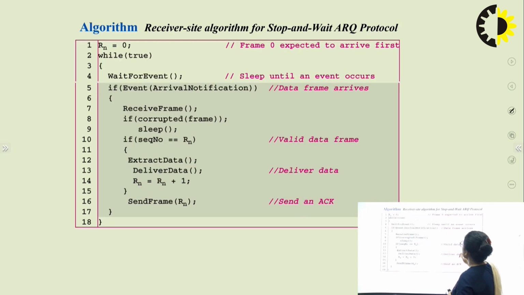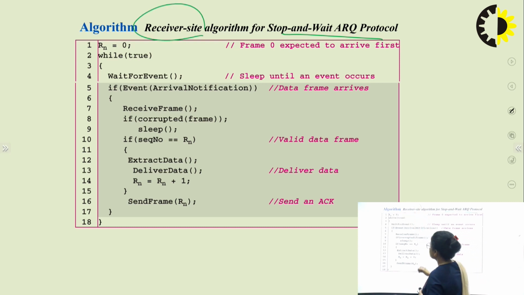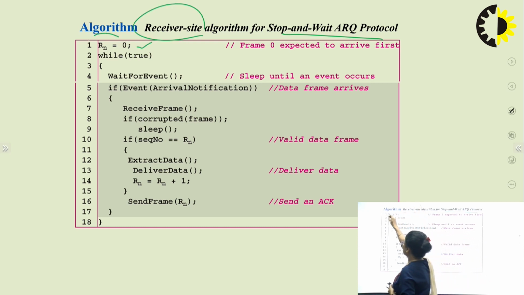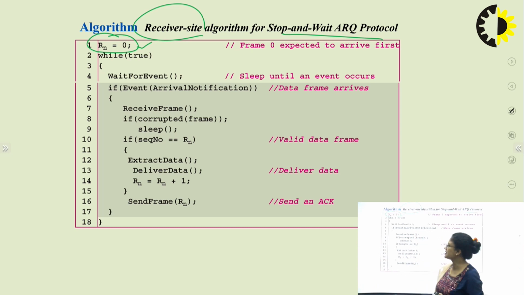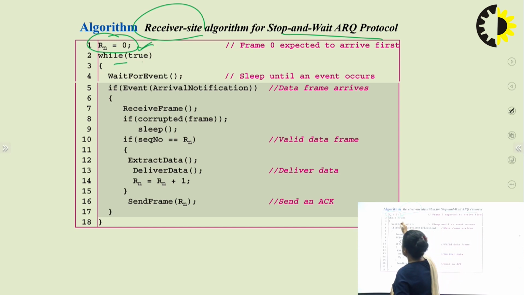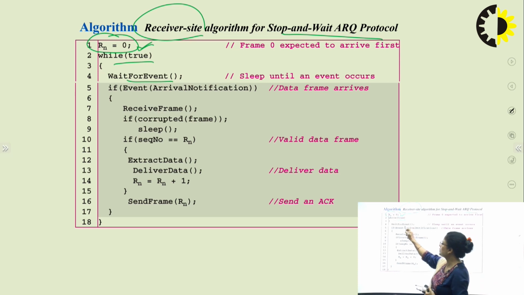Now this is the algorithm that is taken care of at the receiver side. At the receiver side, we have the request number, or rather the acknowledgement number, the next frame that is to be received. We are setting it to 0. Then we enter an infinite loop where we wait for an event. What is the event? It is at the receiver's end, so the event will be a signal coming from the physical layer.